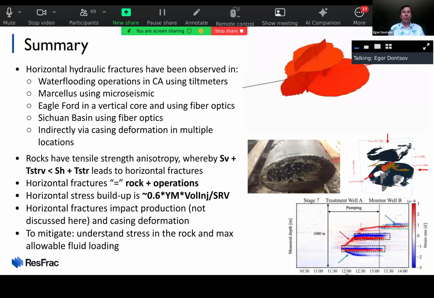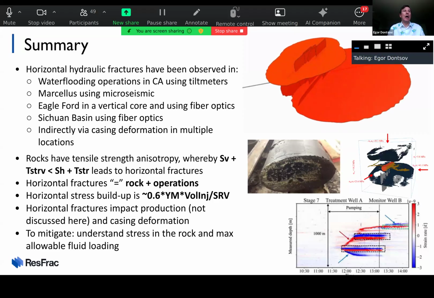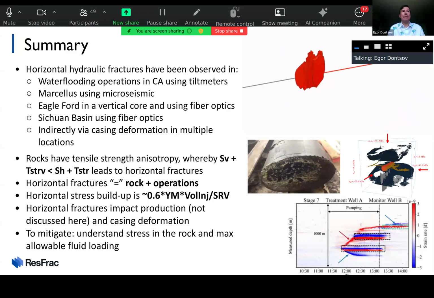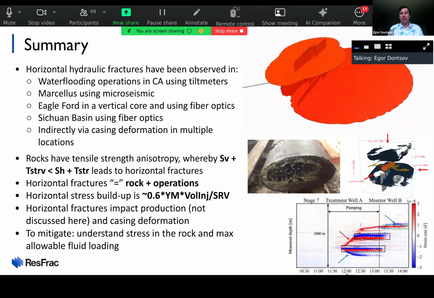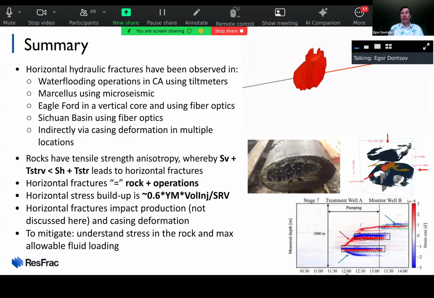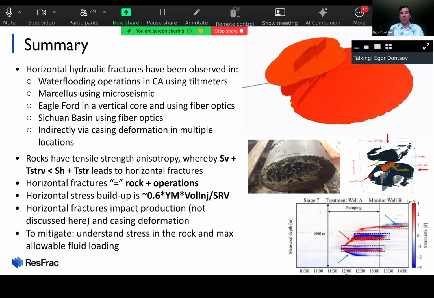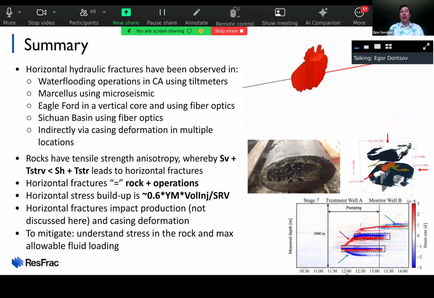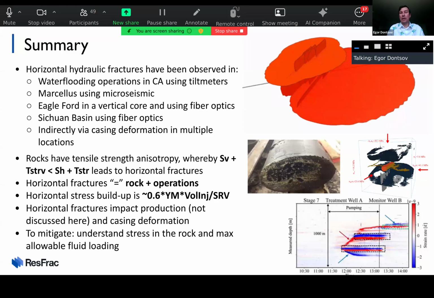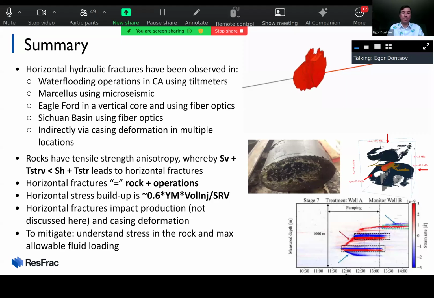This is coming. We just submitted an abstract to HFTC for next year. We have a specific client project in Canada, and we have casing deformation data, and we developed a calibrated model to these observations. Yes, so it is coming, and we'll probably have more.